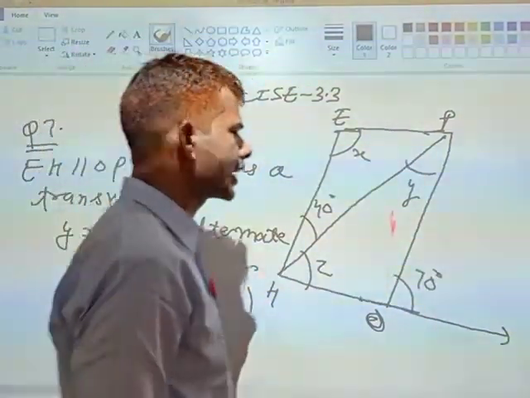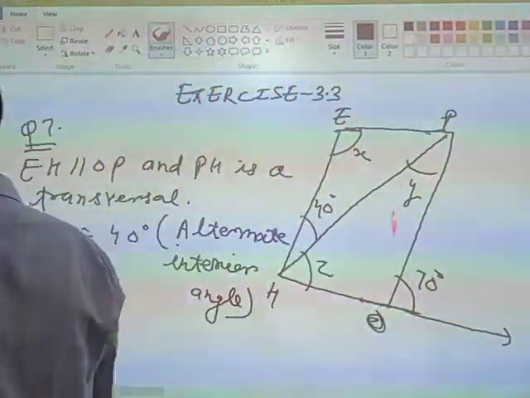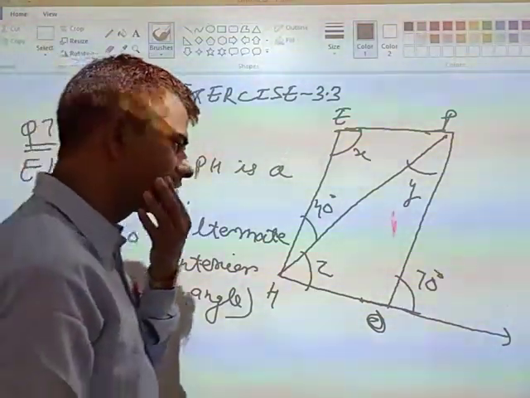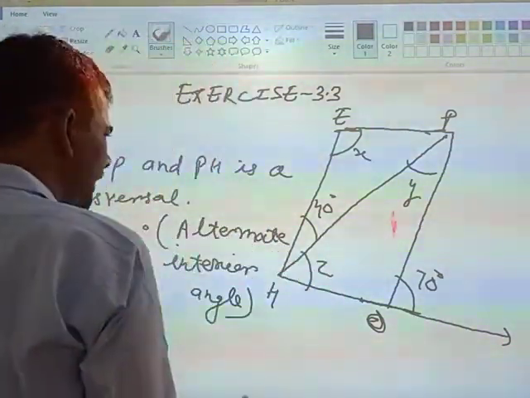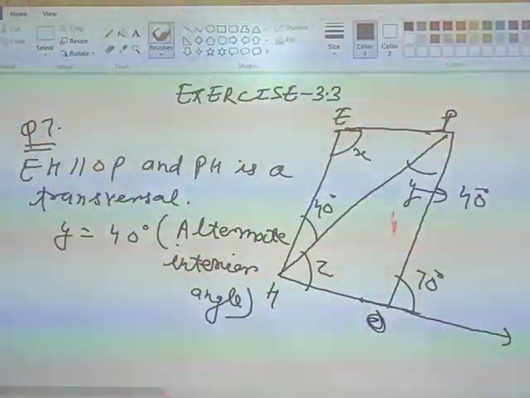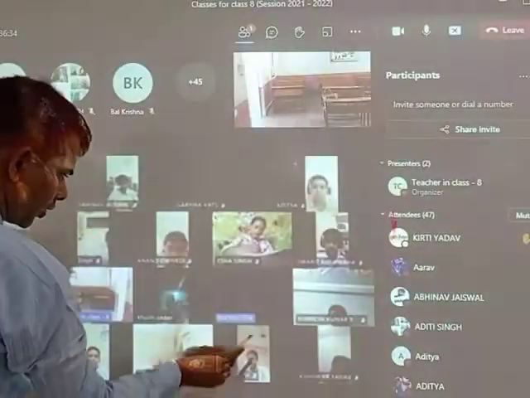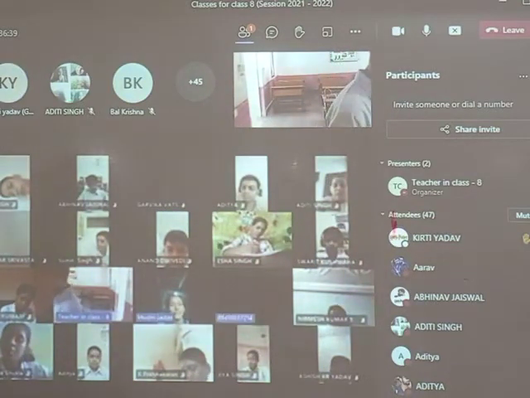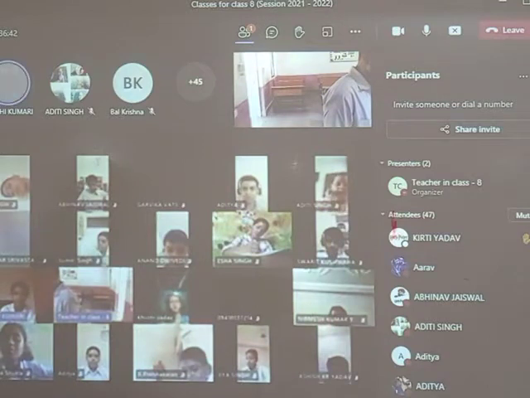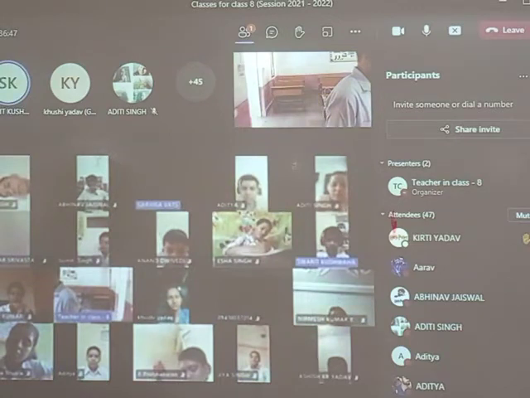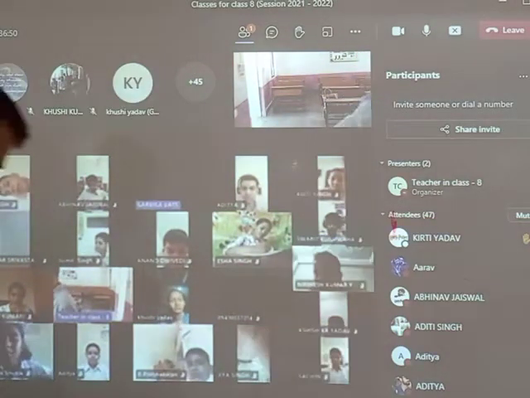Now students, what will be your next step to find the value of Z? Any student in the class? Your Y is 40 degrees. You have to find out the value of Z. How can you find it? It would be equal to 40 because of adjacent angles.